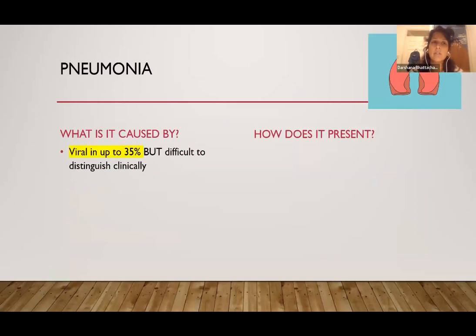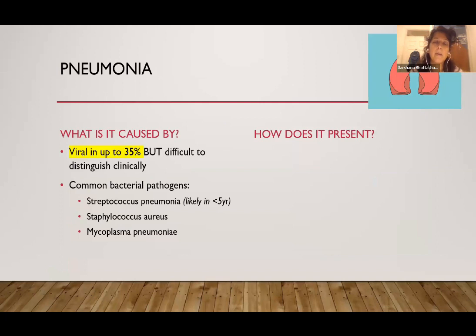So generally in children, pneumonia is caused by viruses in up to a third of kids, but this can be quite hard to distinguish clinically. And the common bacterial pathogens we find are Strep pneumoniae in young children, Staph aureus, and your atypical Mycoplasma. Now, there has recently been a resurgence in measles outbreaks, so always check the immunization status of children that you're seeing, especially the MMR. And if children are unimmunized, obviously it's a good thing to encourage them to get the immunization if you can.